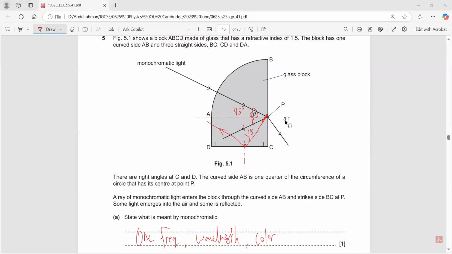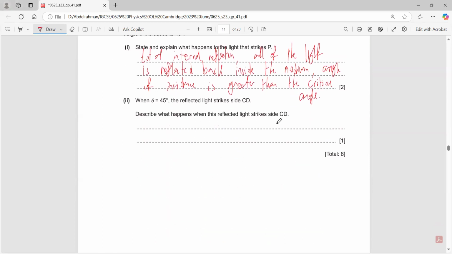Light is reflected back at the same angle. Total internal reflection again, at the same angle of 45 degrees.